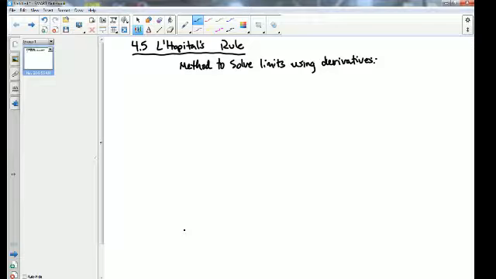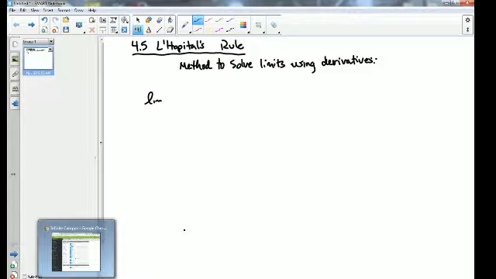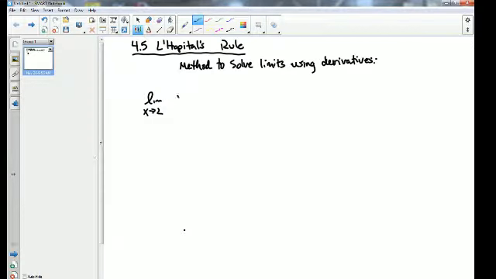The best way I think to approach this is just to give you an example. If I have a limit as x approaches 2 of x cubed minus 8 over x to the 4th plus 2x minus 20, what do you do first? Try plug and chug. Same rule applies. Doesn't work. What do you get? 0 over 0.